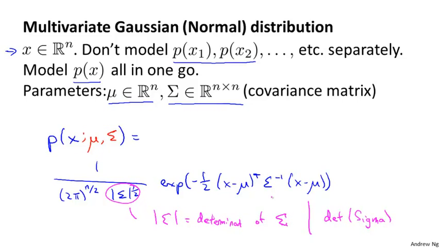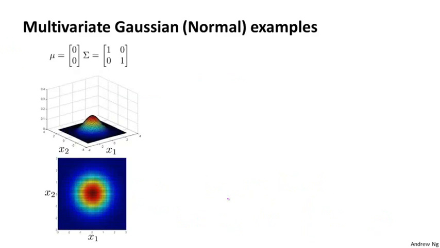Okay, and again, just to be clear, in this expression, these sigmas here are this n by n matrix. This is not a summation. The sigma there is an n by n matrix. So that's the formula for p of x. But more importantly, what does p of x actually look like? Let's look at some examples of multivariate Gaussian distributions.